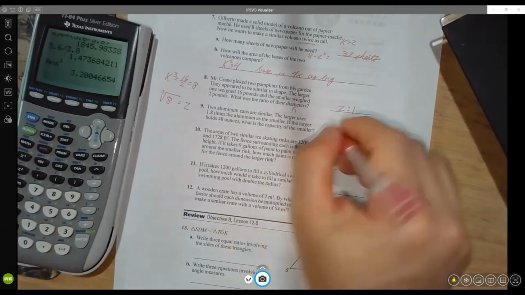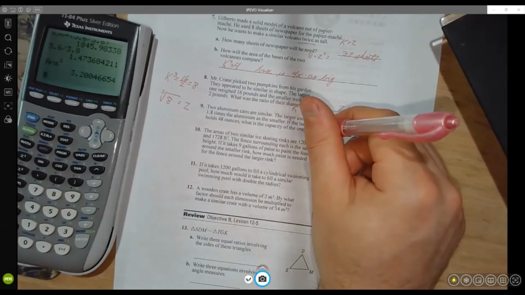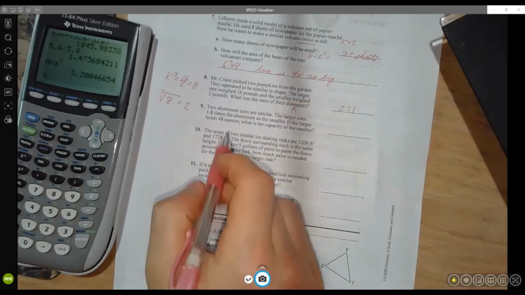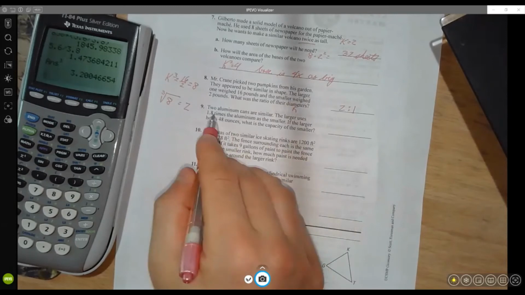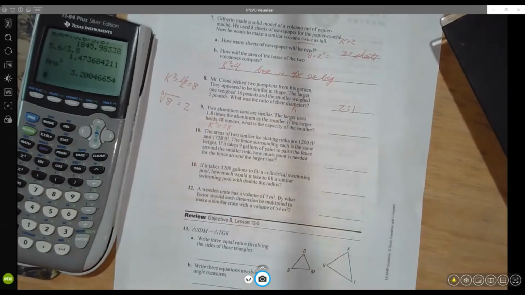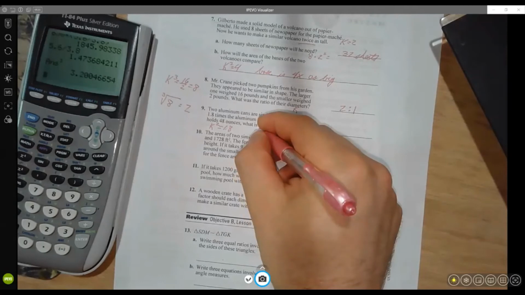Two aluminum cans are similar. They're large. The larger one uses 1.8 times the aluminum as the smaller. If the larger one holds 48, what's the capacity of the smaller? So now they're giving you the K squared value. They're giving you surface area. So K squared is 1.8, right? So if the larger one holds 48, what's the smaller?